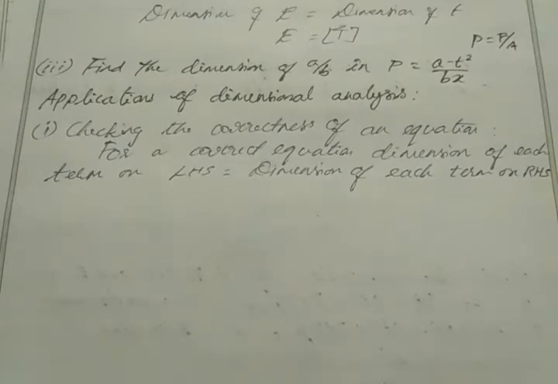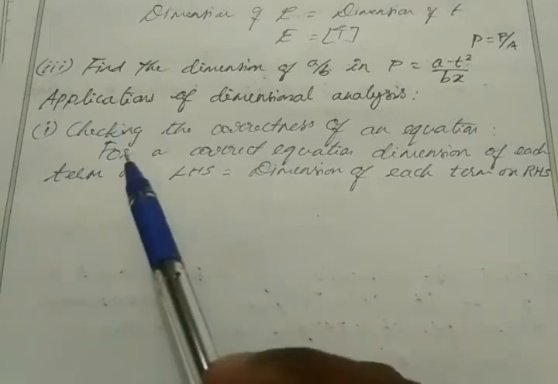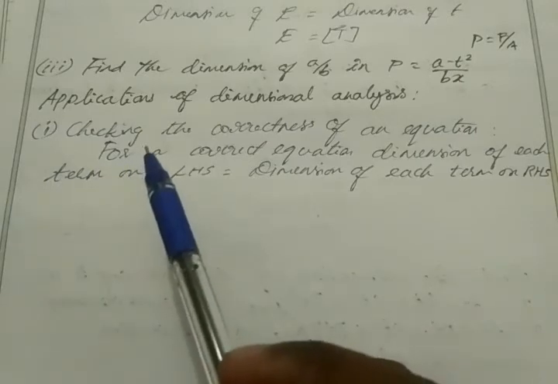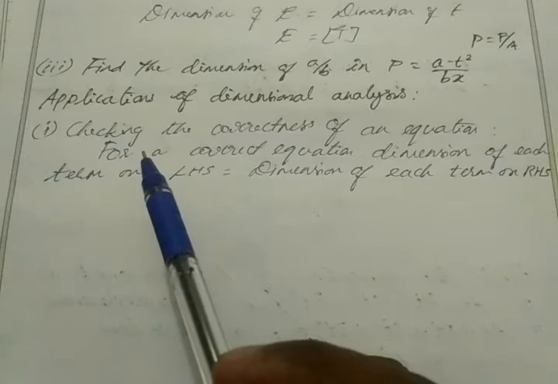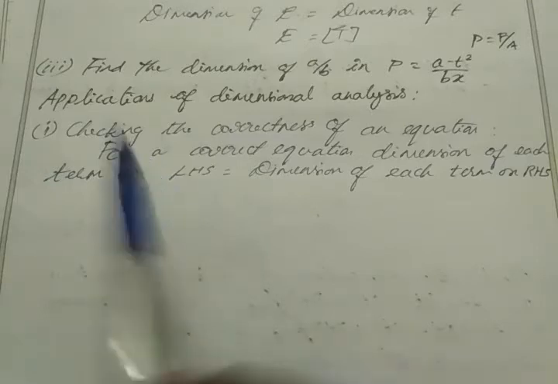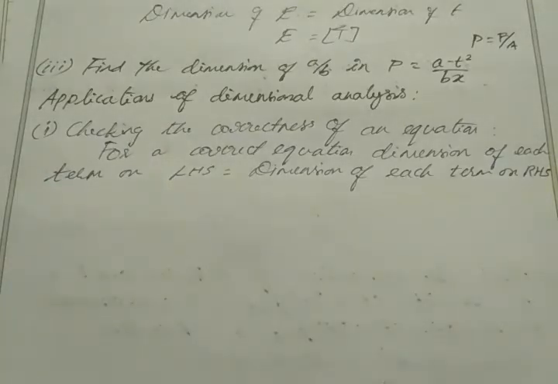So the next one, applications of dimension analysis. Why are we using dimension analysis? First one, checking the correctness of an equation. For example, if the equation is correct, then the dimension of the left hand side of the equation should be equal to the dimension of the right hand side of the equation. Okay, so let's try one example.